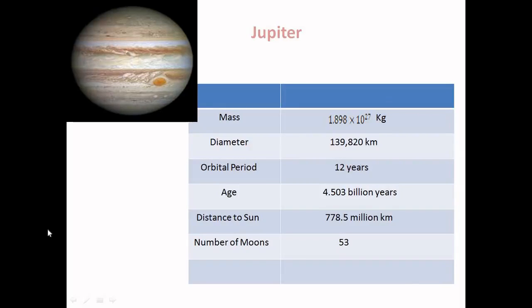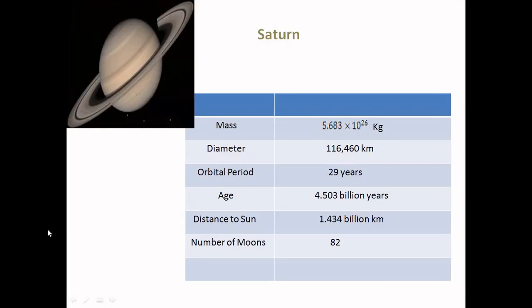Jupiter is the gas giant, and its mass is around 1.898 x 10^27 kg. Its orbital period is 12 years, and it has 53 moons. Saturn is also a gas giant. Its mass is around 5.683 x 10^26 kg, and its orbital period is 29 years. And it also has 82 moons.